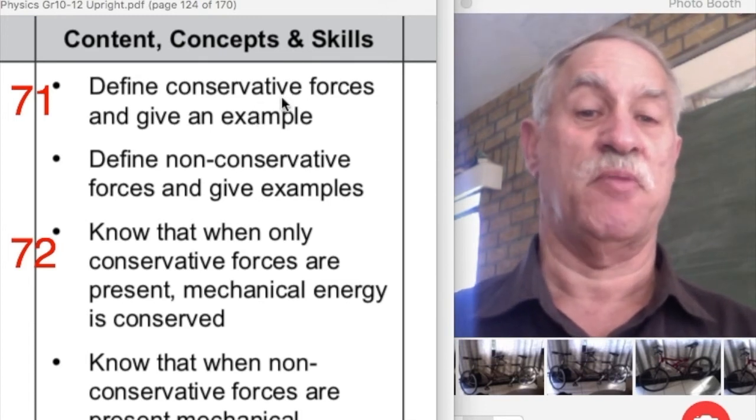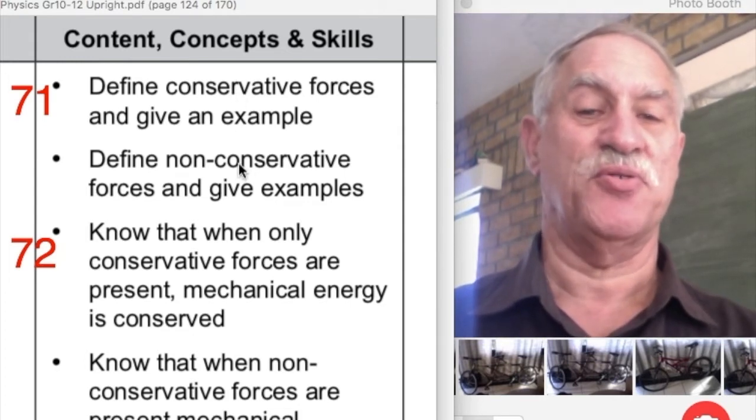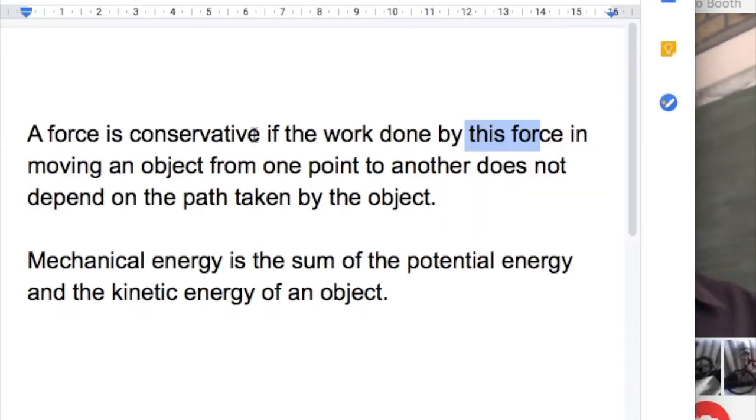So depending on the type of force, we get conservative forces and non-conservative forces. So let's give you a definition of a conservative force. A force is conservative if the work done by this force in moving an object from one point to the other does not depend on the path taken by the object. So if you go from point A to point B, and it doesn't matter how you go from point A to point B, it is a conservative force. And the force is non-conservative if it does depend on the path taken.